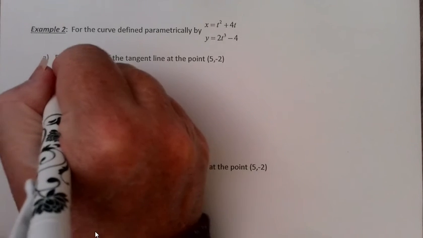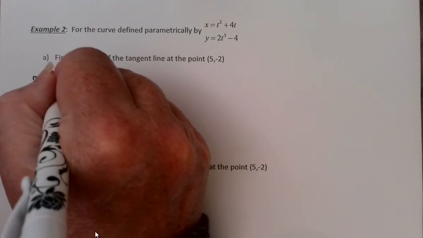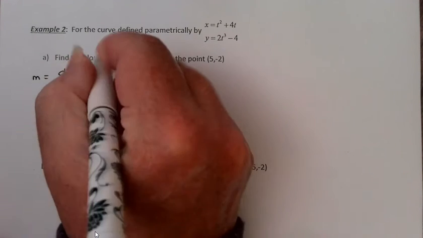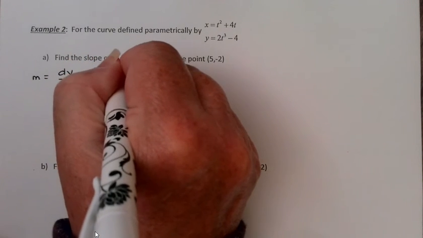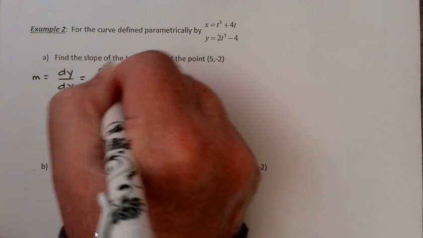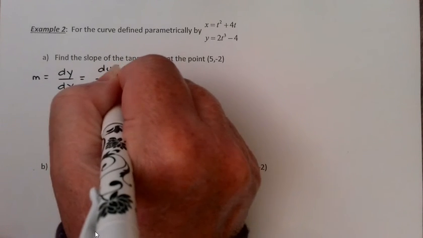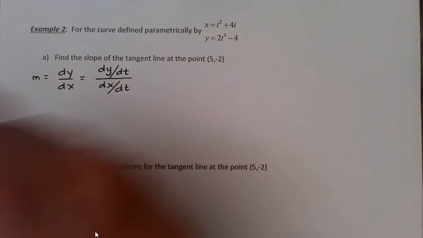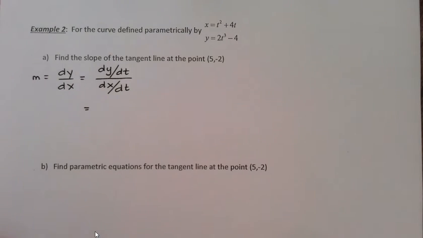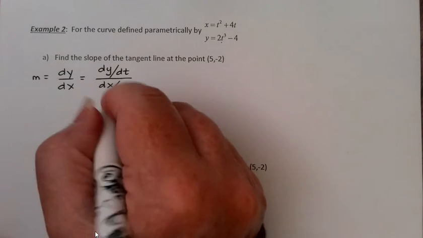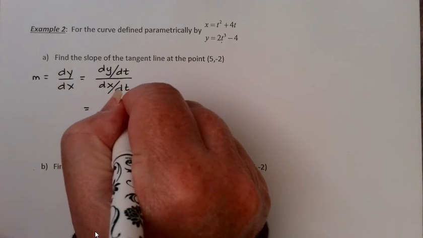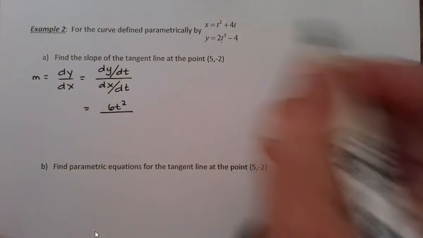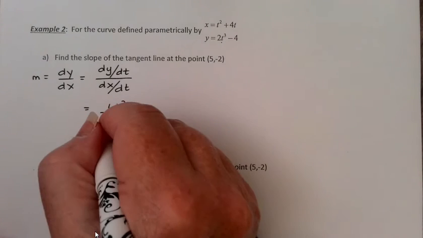Well, first of all, we know that m is dy/dx. And we are now finding that we calculate that as dy/dt divided by dx/dt. And in this case, our dy/dt would be 6t squared, and our dx/dt would be 2t plus 4.